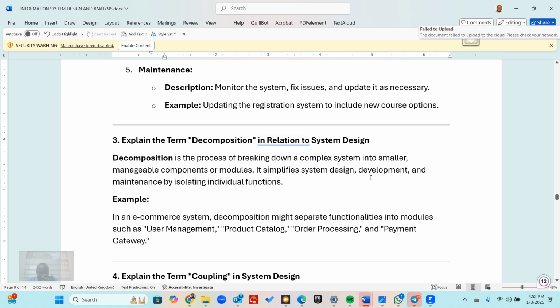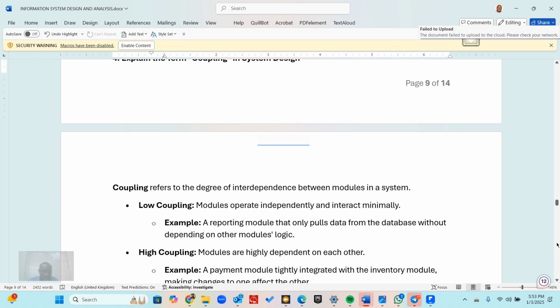So it simplifies system design, it simplifies system development. It helps easy maintenance by isolating individual functions. For example, in e-commerce, the decomposition might separate functionalities into modules: user management, product catalog, and we have order processing and payment gateways.